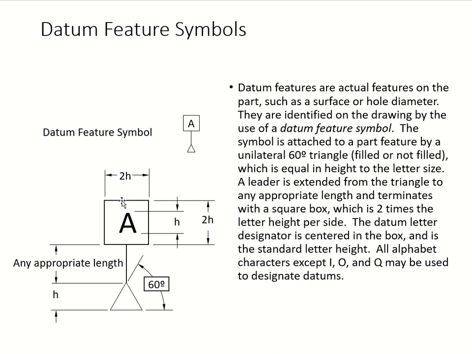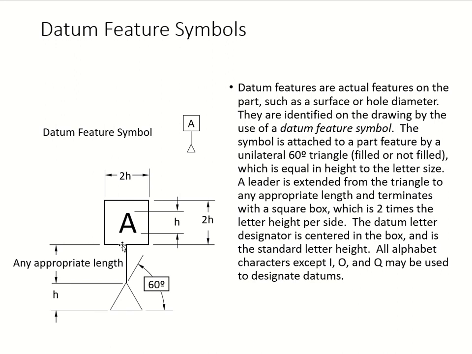Here got to be the same thing, meaning it's a square. Your rectangle, triangle got to be 60 degrees for your angle, from the horizontal line to this side is going to be 60 degrees. The height again is the same as this letter height. And then from the triangle to the box, you can do any appropriate length, but don't make it so tall or very long. Just keep it a reasonable height right there. That's what it's talking about.